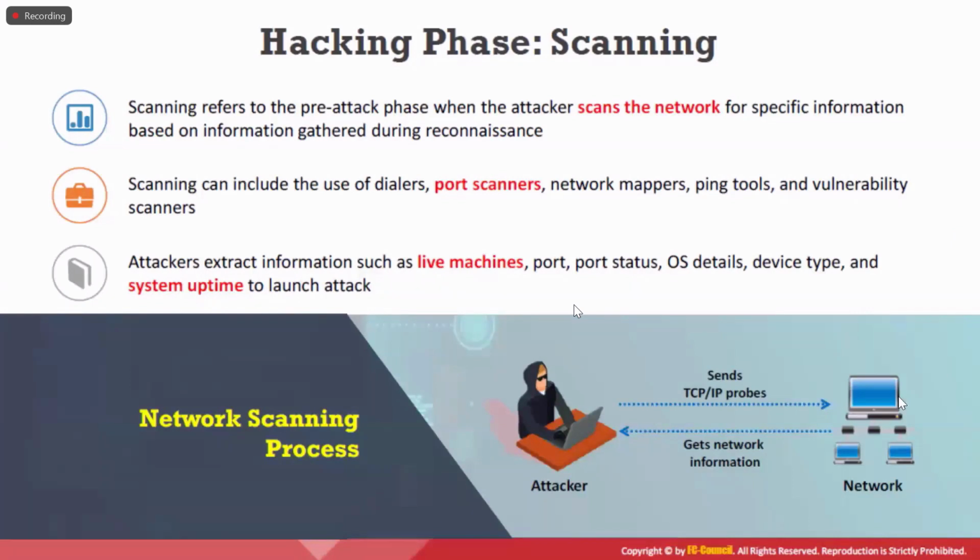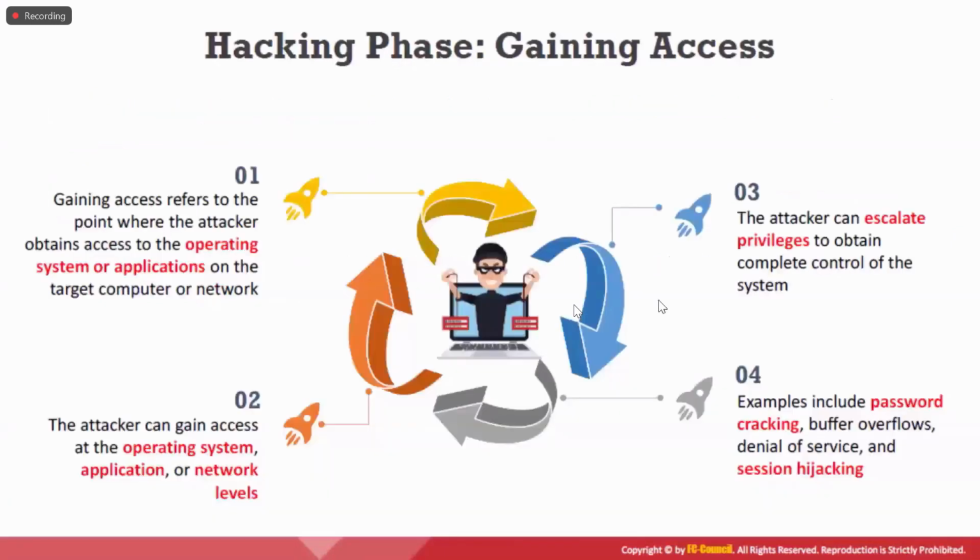Hacking phase, gaining access. So now we are in gaining access. Gaining access refers to the point where the attacker obtains access to the operating system or application on the target computer or the network. Here we have an initial foothold. From what we gathered in the information gathering phase, we will use that to gain access to the operating system, etc. The attacker can gain access at the operating system, application, or network levels, and can escalate privilege to obtain complete control of the system.